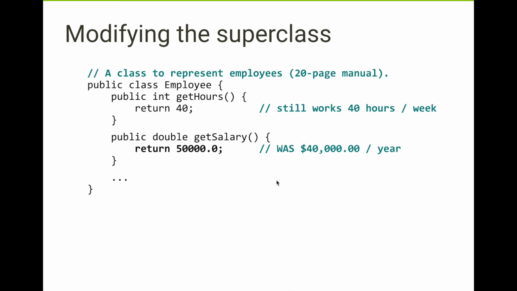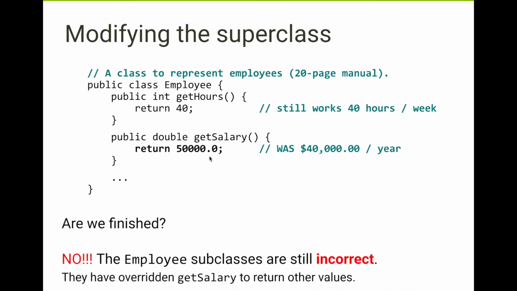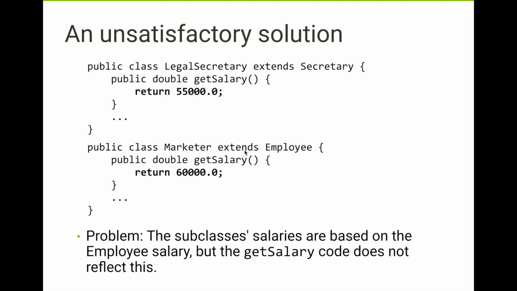You will have to go into the employee class, and then you're going to change how much the salary is, $50,000. It was 40,000, now it's 50,000. Are we done? Not quite. We still have to change the get salary methods that were already overridden in the other classes. So we have to go into the legal secretary class, which extends secretary, and return 55,000. Then we have to go into the marketer class that extends employee and return 60,000.